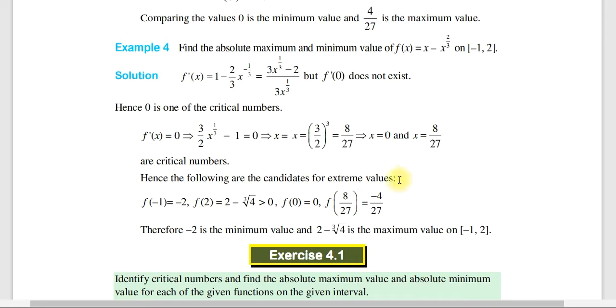So hence the following are the candidates for extreme values: f of minus 1, which is equal to minus 2, and f of 2, which is equal to 2 minus the square root of 4, which is greater than 0, and f of 0, which is 0, and f of 8 over 27, which is minus 4 over 27. So, comparing the values, minus 2 is the minimum value and 2 minus the square root of 4 is the maximum value on the interval minus 1 comma 2.